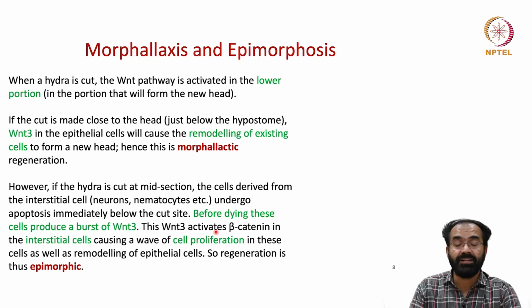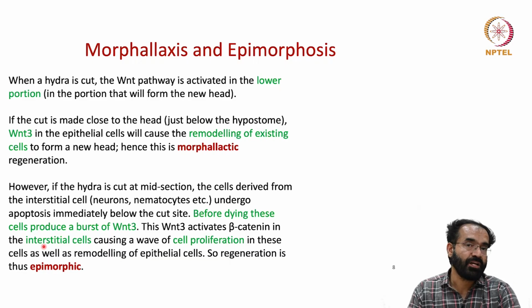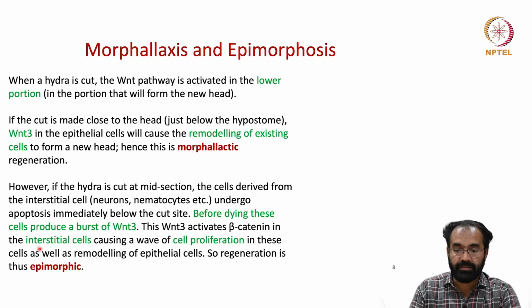So Wnt3 activates the beta-catenin in the interstitial cells. Actually, there is no plan of formation of head. Why has the plan started now? Because of the Wnt. Who released the Wnt? The cells ruptured and they released the Wnt. Now they will start to make a head, causing a wave of cell proliferation.